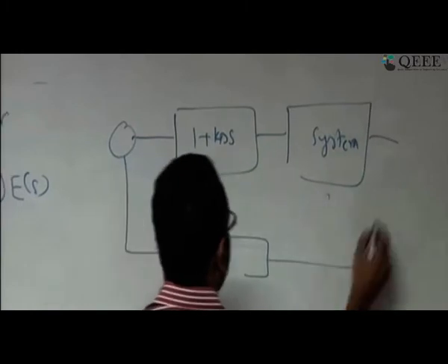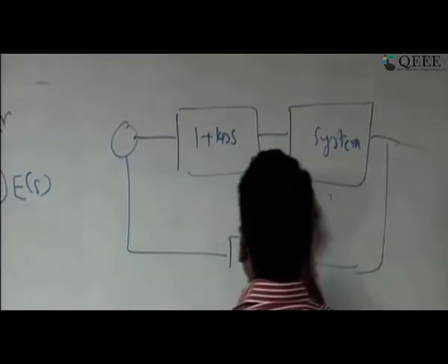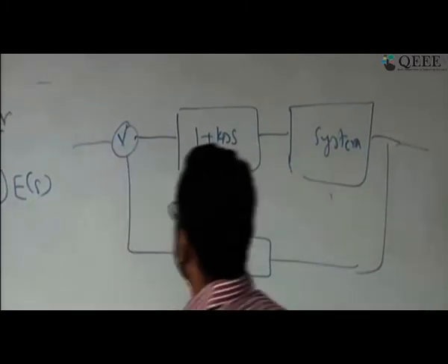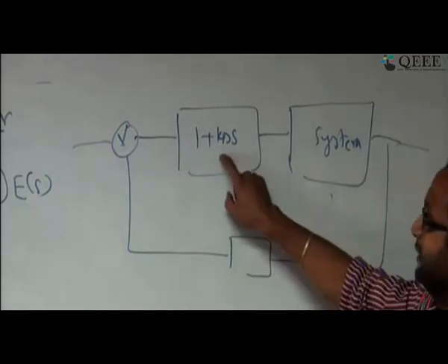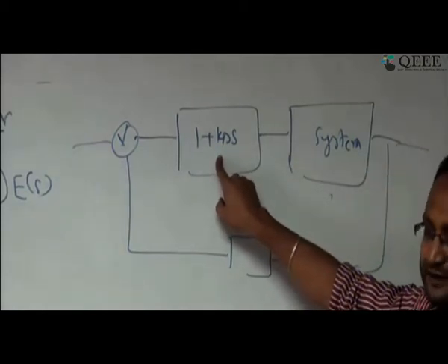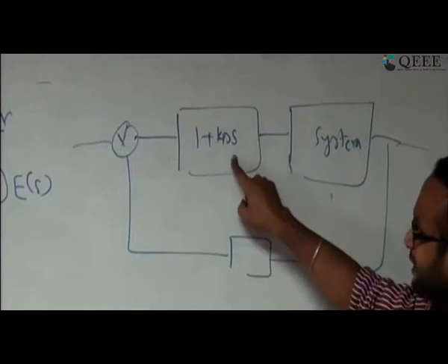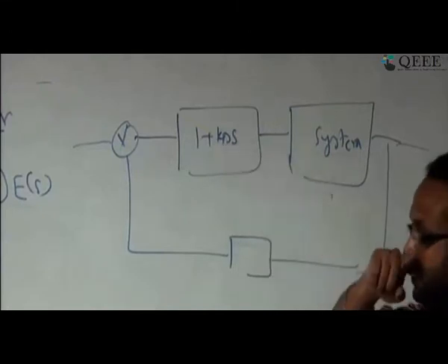And this is the feedback path. Okay, this is how I can interpret it. I am adding a Kds as a proportional plus derivative term. Another way I can look at it, I am adding a zero in your system.